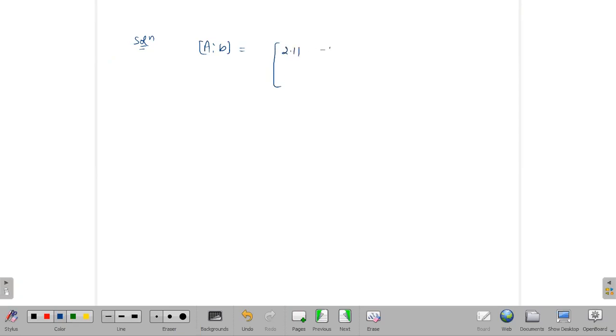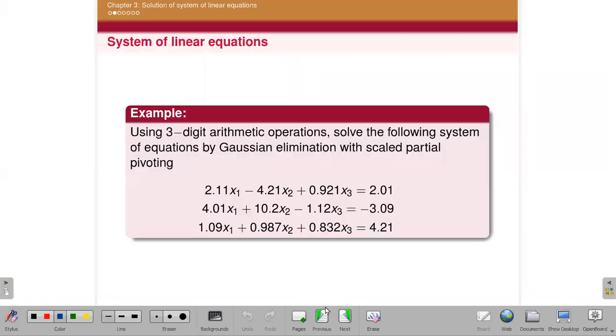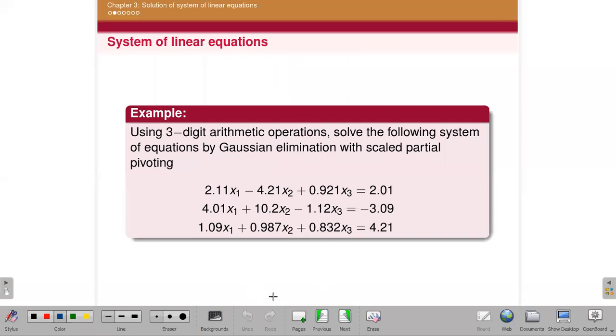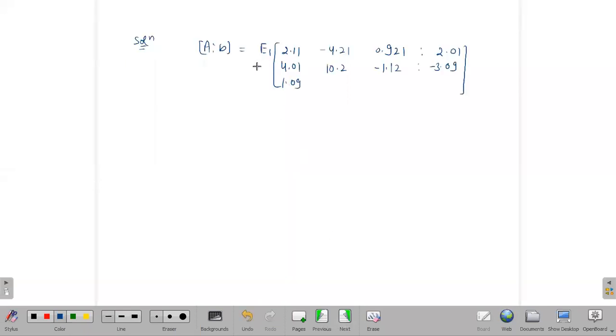2.11, minus 4.21, 0.921, 2.01. This is your first row. 4.01, 10.2, minus 1.12, and then minus 3.09. 1.09, this is the second row, this is the third row. 0.987, 0.832, and 4.21.